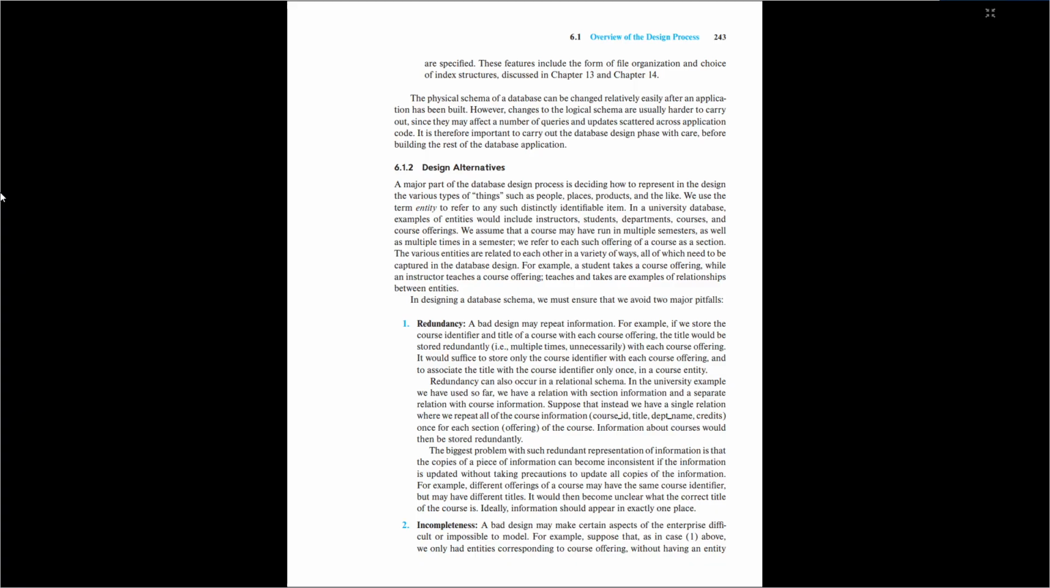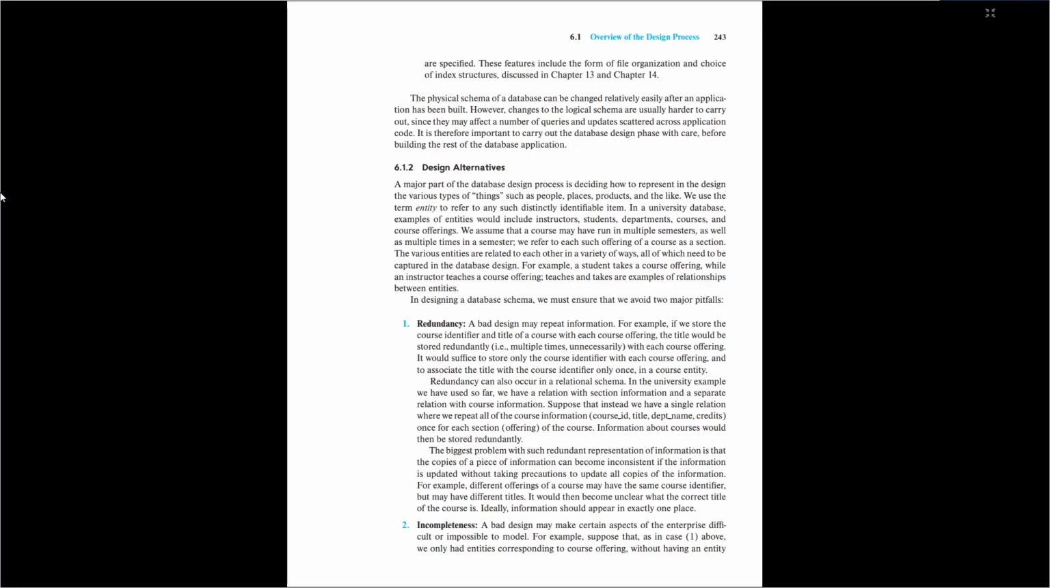The biggest problem with such redundant representation of information is that the copies of a piece of information can become inconsistent if the information is updated without taking precautions to update all copies of the information. For example, different offerings of a course may have the same course identifier, but may have different titles. It would then become unclear what the correct title of the course is. Ideally, information should appear in exactly one place.